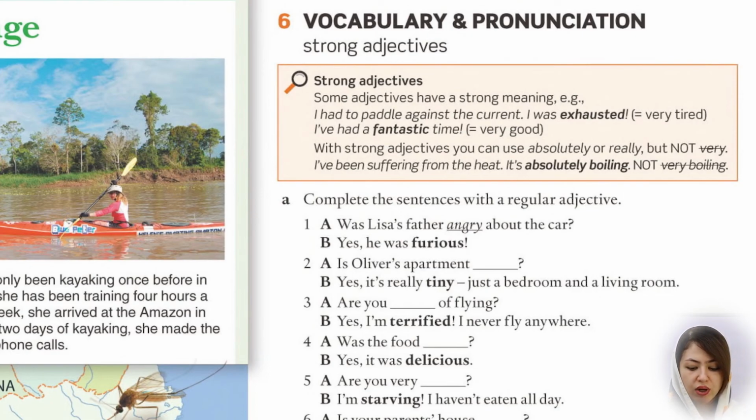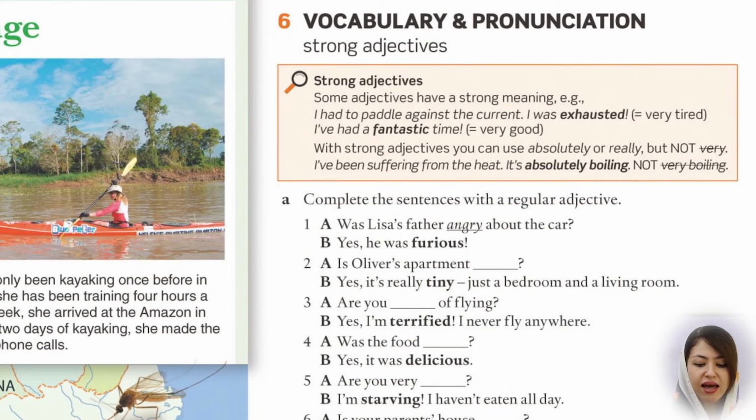Now let's go to this exercise and complete this part. It says to tell me the normal adjectives for these strong adjectives. Let's go to the first example. Was Lisa's father angry about the car? Yes, he was furious. Furious is the strong adjective. The normal adjective for it is angry. Furious means very angry.